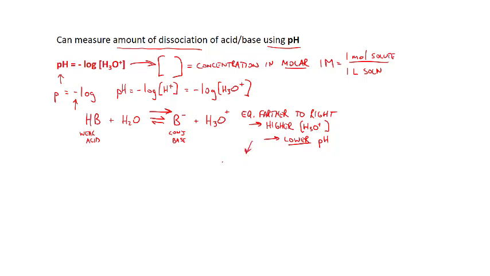So for a given acid or base, a stronger acid will give more H3O+ at equilibrium, which means a lower pH at a given concentration of acid. And vice versa for a base, except in the case of a base, a stronger base would give a higher pH.